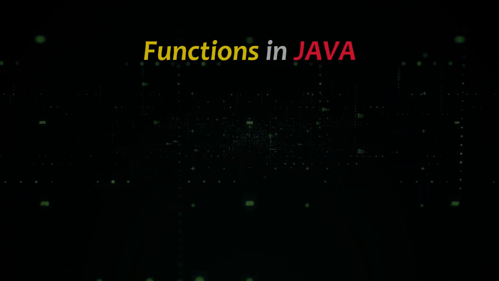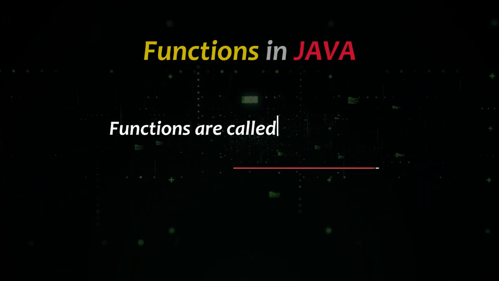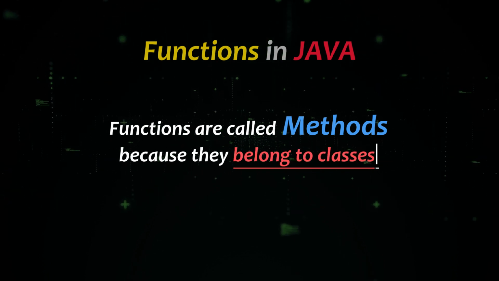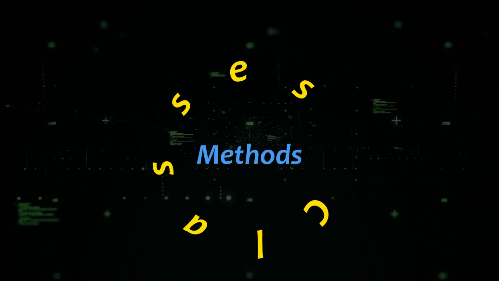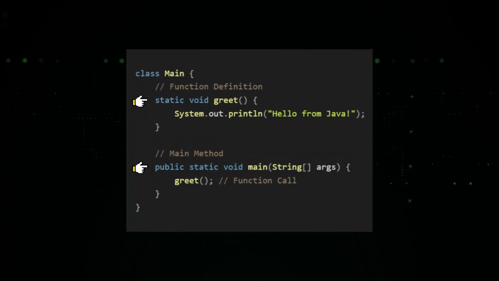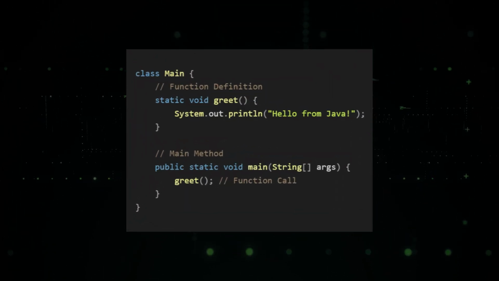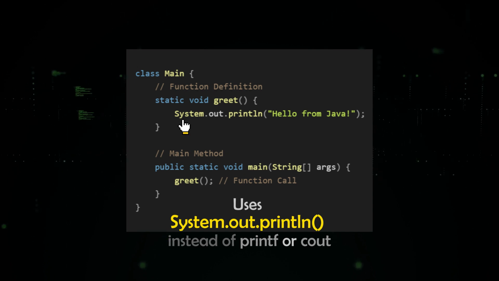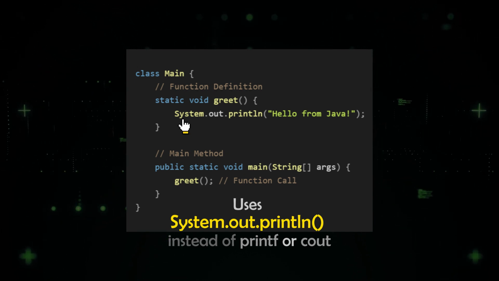Functions in Java. In Java, functions are called methods because they belong to classes. Every method must be inside a class. Here's an example. Methods must be inside a class. Uses System.out.println instead of printf or cout.